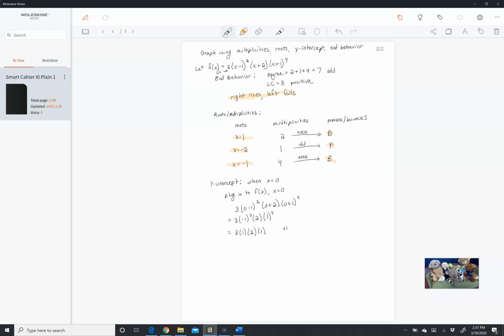This is all multiplication. In the past, I've had students, for some reason, add in addition signs. You're multiplying all of this. It's 3 times 1 times 2 times 1. And we get 6. So our y-intercept is 0, 6.